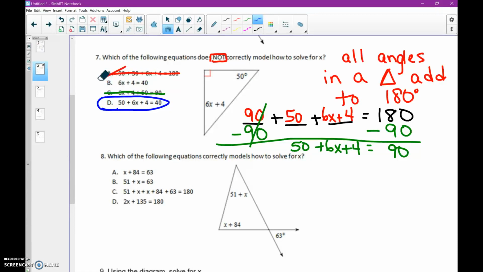I do want to show how you would get to this last one. If you wanted to get 6x plus 4 by itself, let's just move the 50 over, kind of like how we did with the 90.